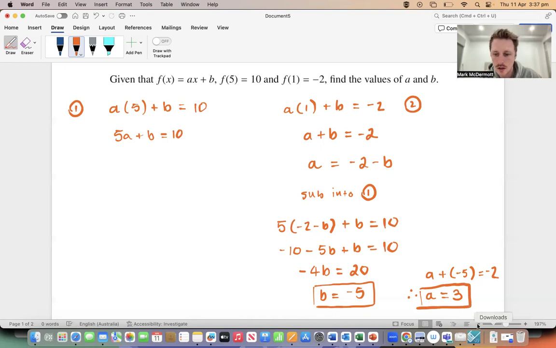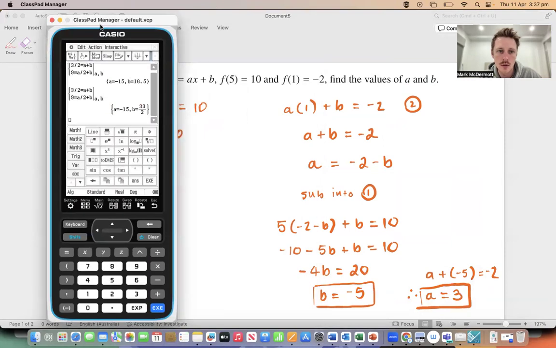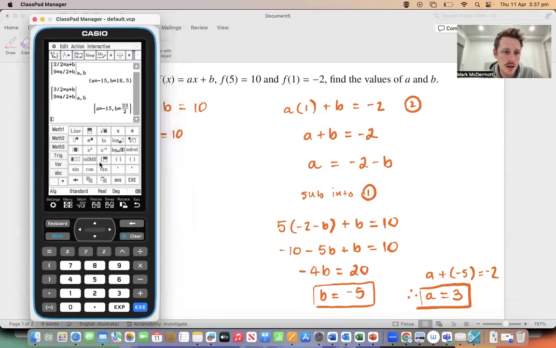Should we check? Let's check that we got that right. So what we can do is we do the same thing we did before. So we've got a times x plus b. Oh, let's do it the full way. So let's define a function, which is f of x. So ax plus b. Do it like this: a times x plus b. Interactive, advanced, not advanced, define rather.